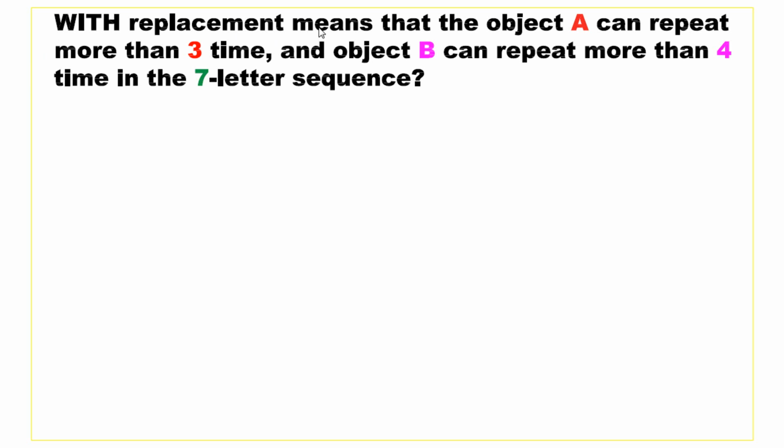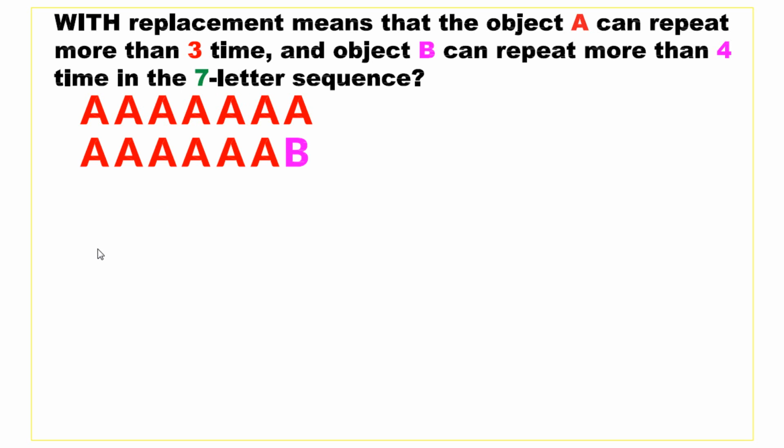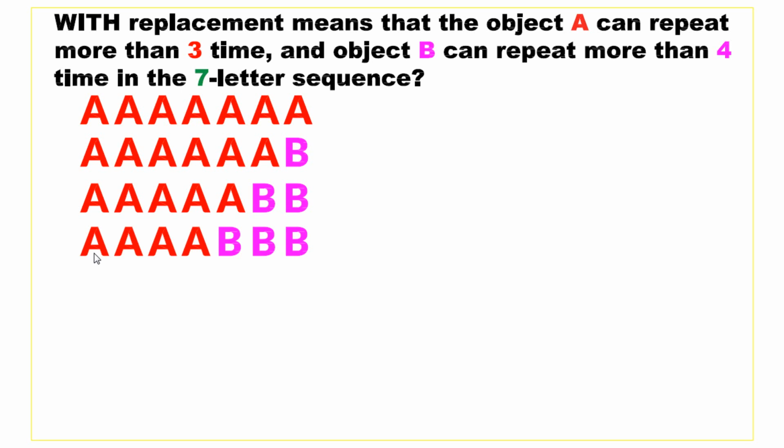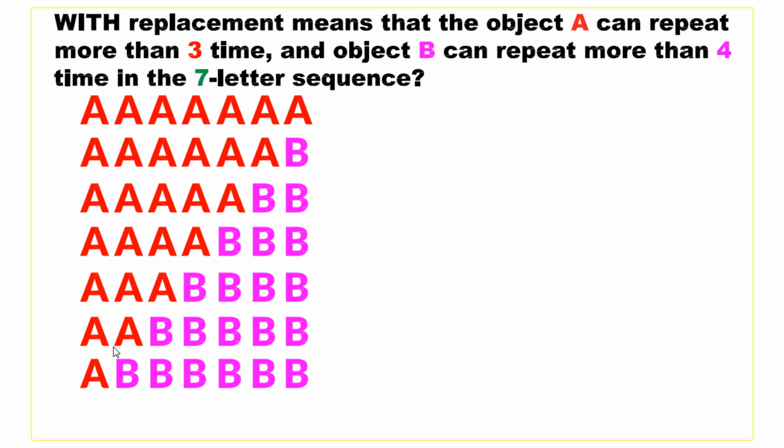So with replacement means that object A can repeat more than 3 times and object B can repeat more than 4 times in the 7-letter generated sequence. So let's see, we may have 7 A's or 6, 5, 4, 3 A's here, 2 A's here, 1 A, or no A's. And the same is applicable for B. So we have here 7 B's, 6, and so on until we get 1 B.